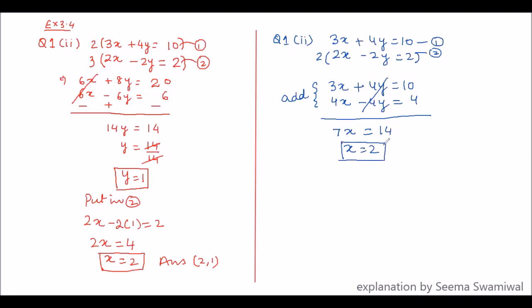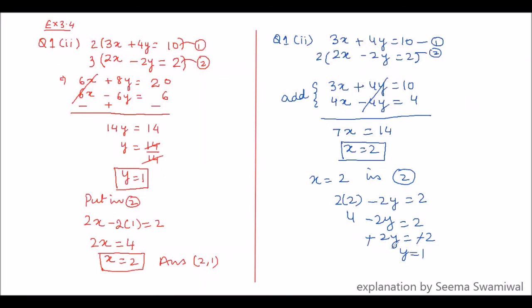And now this value of x you will put in any of the equations. So put x equal to 2 in the second. This will be 2 into 2 minus 2y is equal to 2. So 4 minus 2y is equal to 2. When you bring it to this side, minus 2y is equal to minus 2. That means y is equal to 1. And therefore, the answer is 2 and 1, both ways.